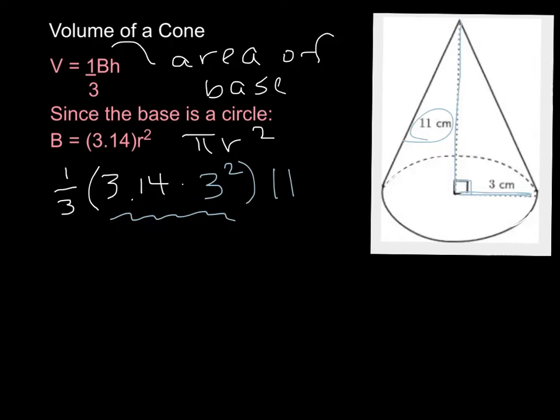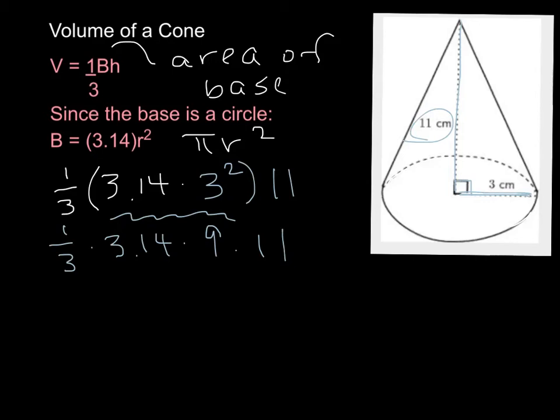So now I'm going to go back, and I remember that multiplication is commutative. That means I can do it in any order, and I'm going to go ahead and simplify this down. My first step with PEMDAS is to go ahead and simplify my exponent. So I know 3 squared is 9. So now I have 1/3 times 3.14 times 9 times 11.